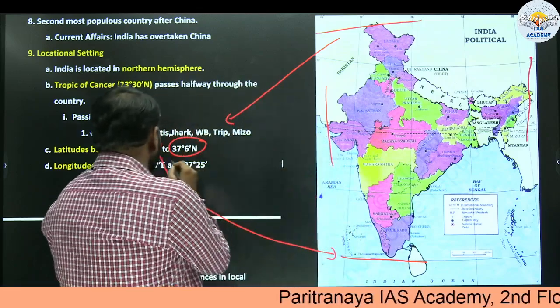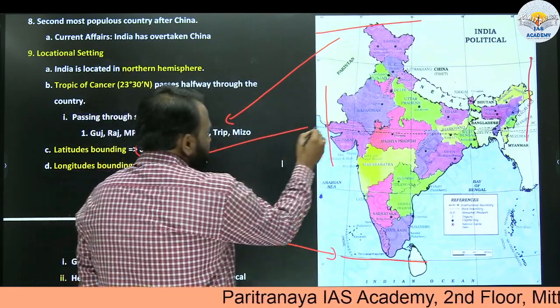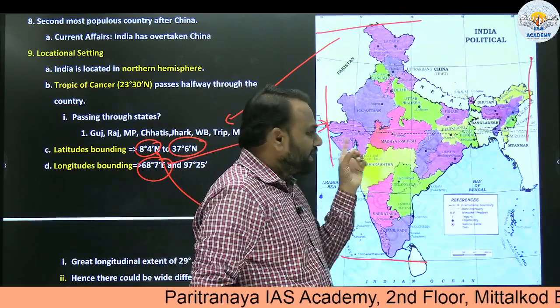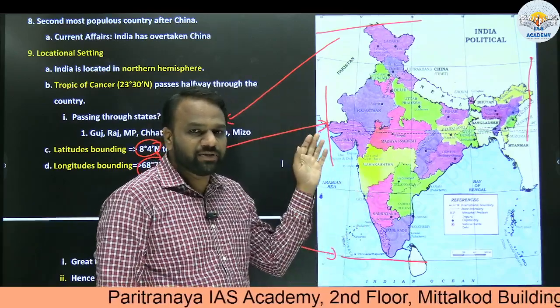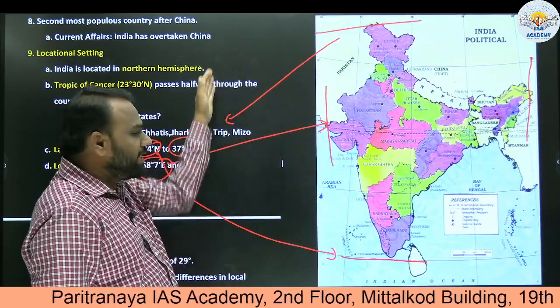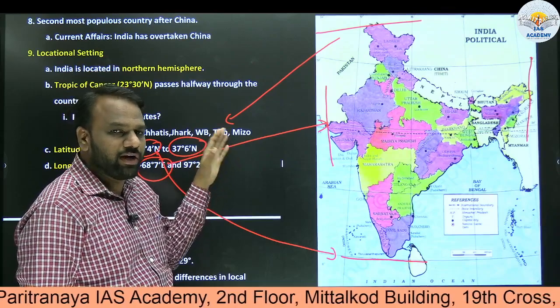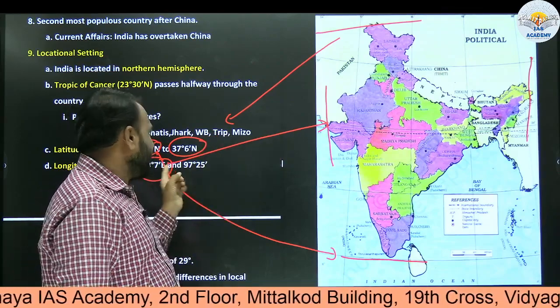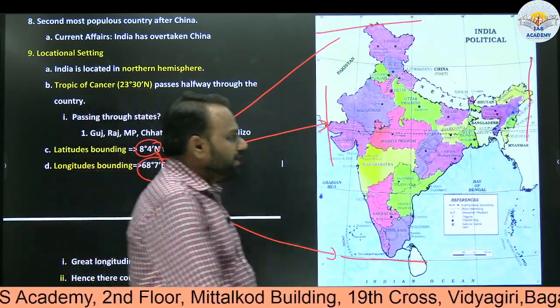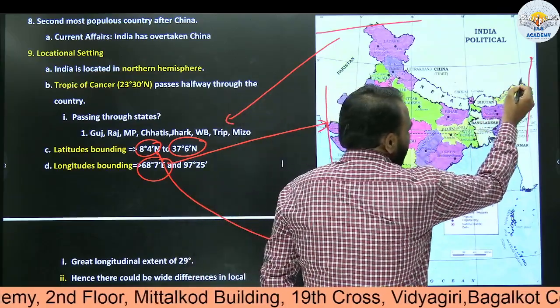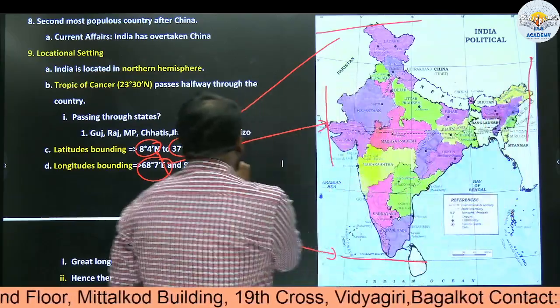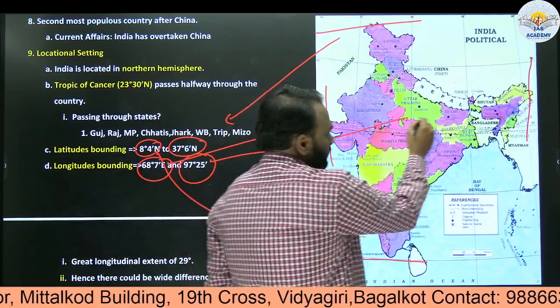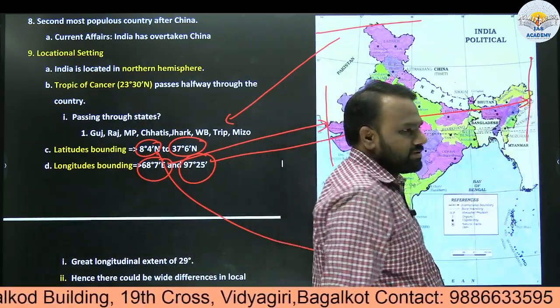The westernmost longitude is 68 degree 7 minutes east, because the global standard meridian lies in UK. We already discussed those things. So 68 degree 7 minutes east, and the easternmost longitude is 97 degree 25 minutes east.